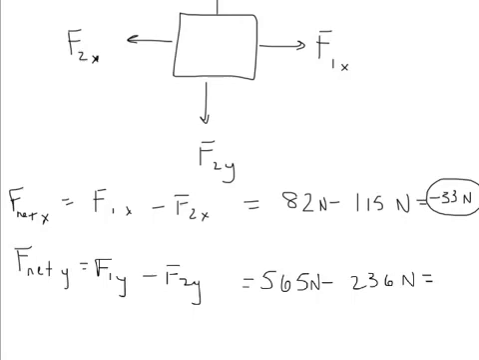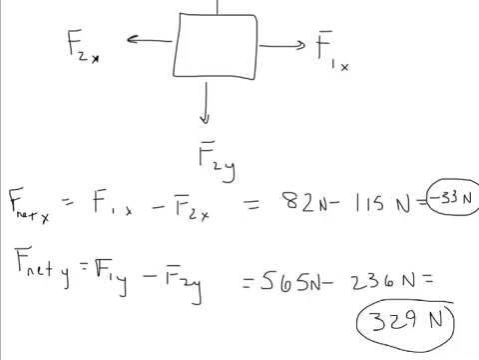So F1y was acting up, so that gets a positive. F2y was acting down, so that gets a negative. So positive 565, negative 236, giving me 329 newtons. Okay, 329 newtons. Now, here's a question for you.